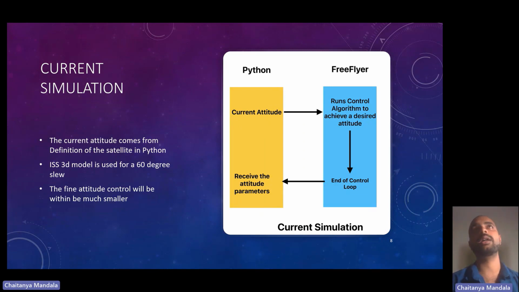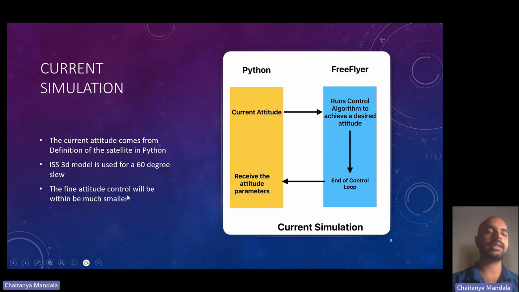But in the current simulation, at the moment, we don't have any satellite in space. So I took the current attitude directly from FreeFlyer. I defined a satellite with a certain attitude, and I get that attitude back to Python, at which point it will decide whether to implement this loop or not. If the attitude is bigger than the desired attitude defined in Python, it triggers a control loop in FreeFlyer, which runs the control algorithm and gets the attitude in the desired range.